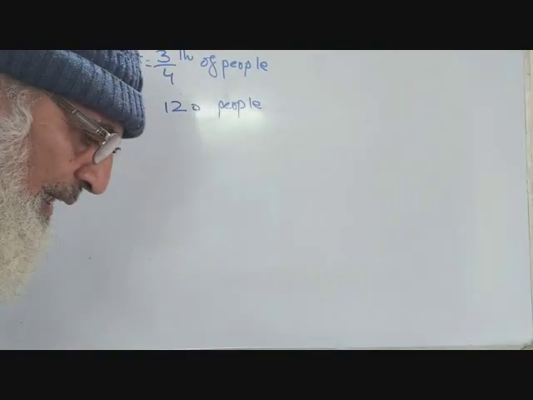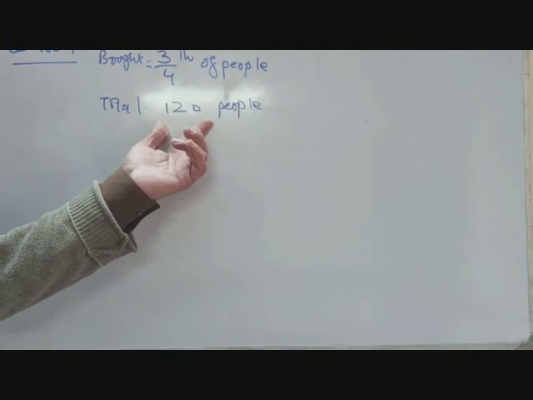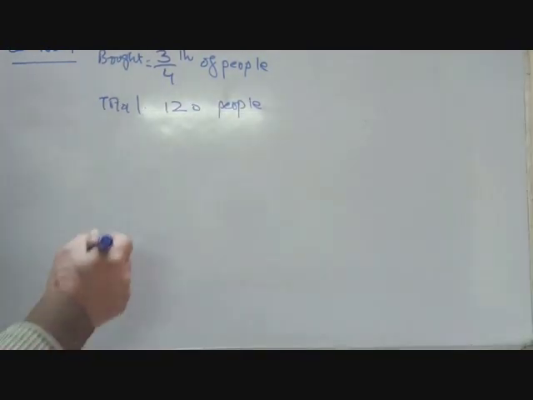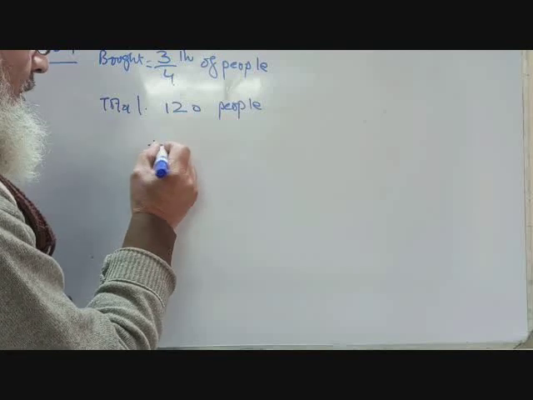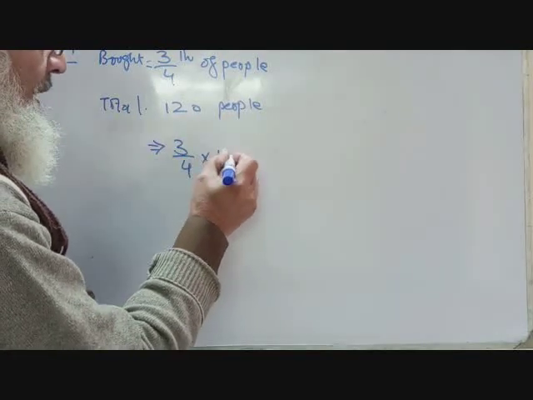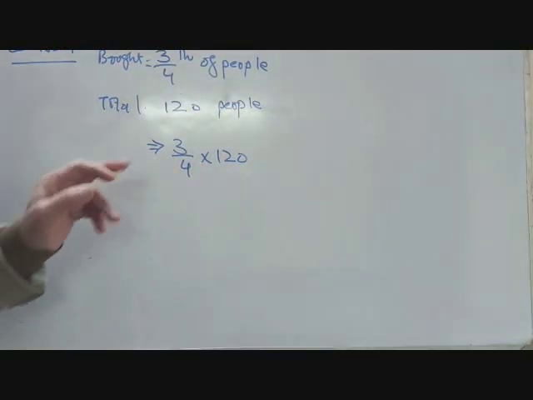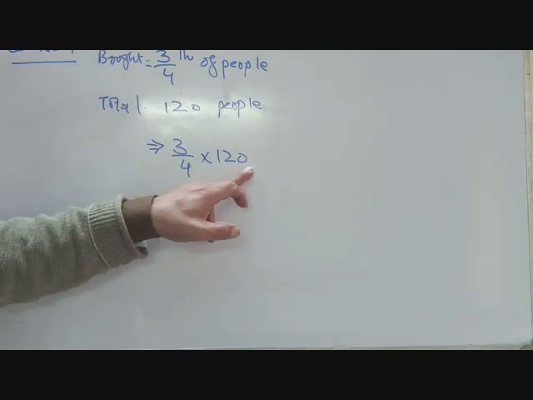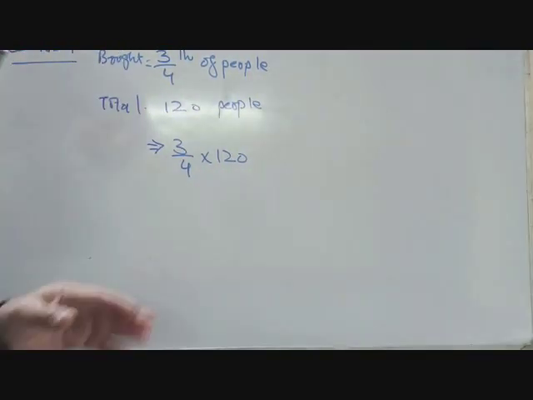Now the question here is, how many bought something out of 120 people? So it is very easy. We'll do it like this: 3 by 4 multiplied by 120, or 3 by 4 of 120. You can say it as of 120.